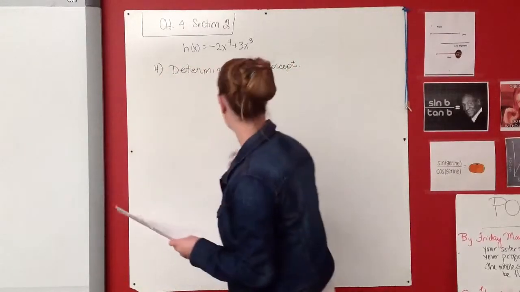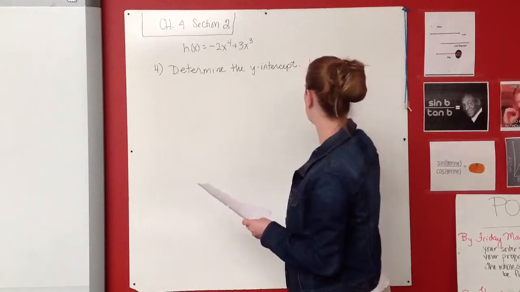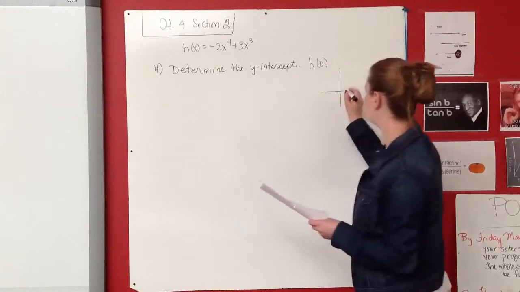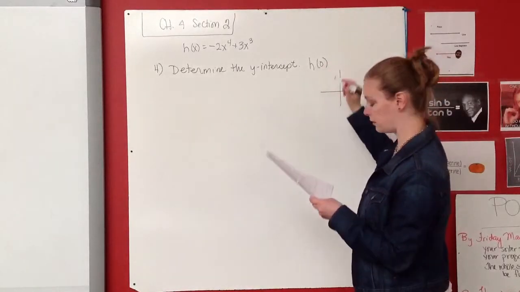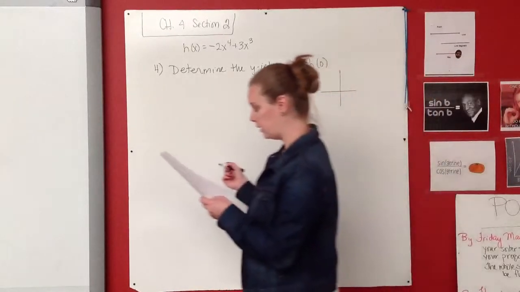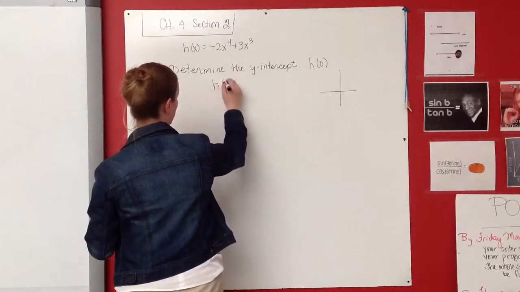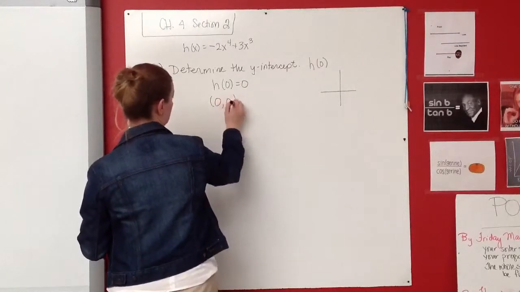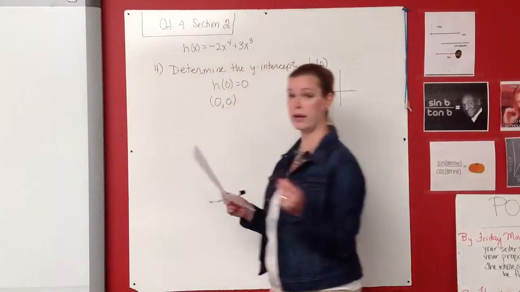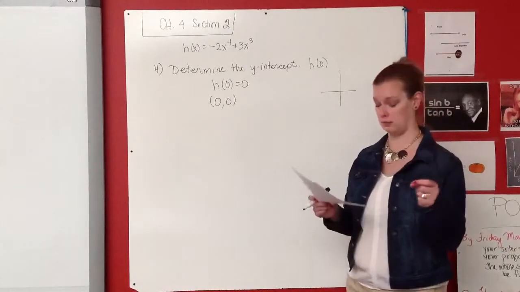In other words, what we're asked to do is find h of 0. You plug in 0 for x because if you think about what a graph looks like, the y-intercept, your x-coordinate, is going to be 0. So you plug in 0 for x and you solve for that. And what you should end up with is h of 0 equals 0. So your y-intercept is at (0, 0). So again, now you have another piece of information about the graph, but you also have another point that you can plot on the graph.